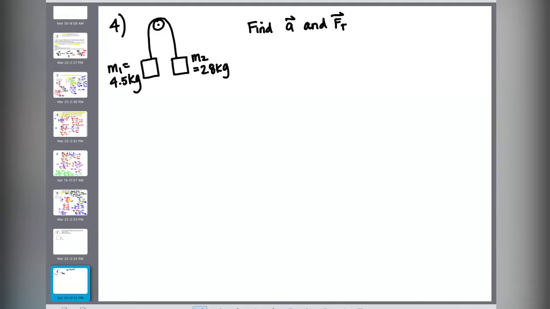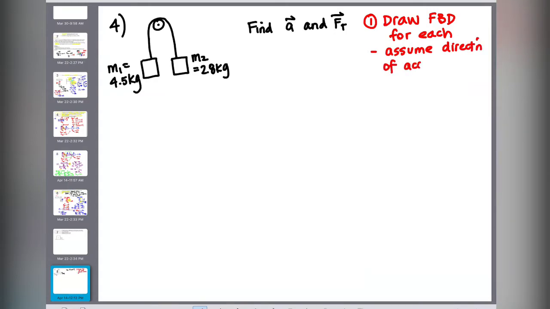So I've got two objects that are hanging on a pulley. And I'm telling you, one is 4.5 kilogram, one is 2.8. I would like you to find the acceleration and the force of tension. So let's just review the steps. Okay, number 1 is you draw your free body diagram separately. And don't forget to assume a direction of acceleration for each of the blocks. Remember, exercise your common sense.